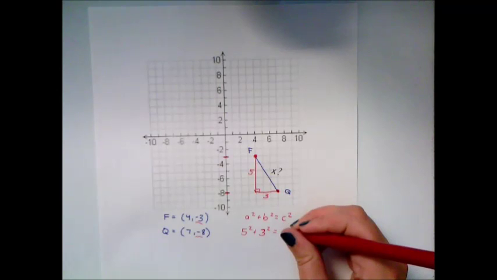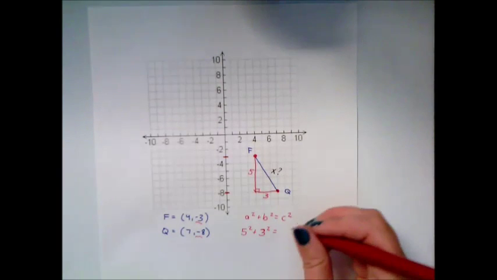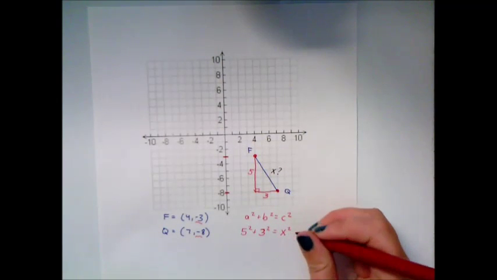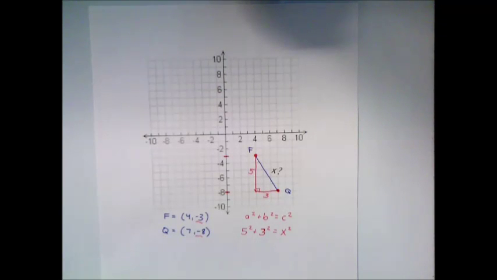And so we're going to square them both. And you can call this one c for hypotenuse. You can leave it like that. I labeled it x, so we'll put x. So it doesn't matter what letter you use. We're just trying to figure out what is that third side.